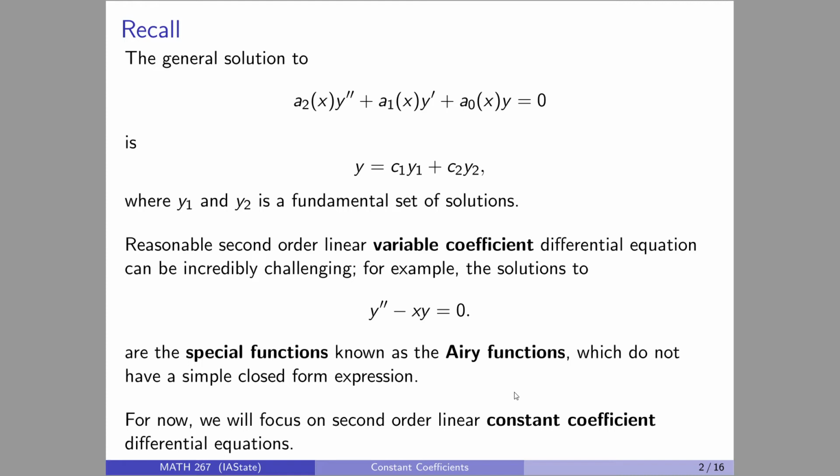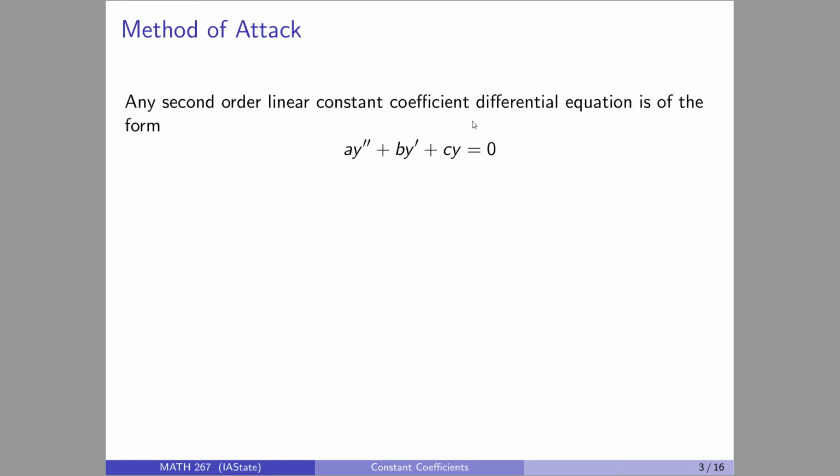and we'll only consider the case where the coefficient functions a1, a2, and a0 are not varying. Right, so they are only going to be constants. So from this point forward, a2, a1, and a0 are just going to be constant functions. Okay. So that means my DEs are going to look like this. A y double prime plus B y prime plus C y equals 0. Where A, B, and C are just constants.